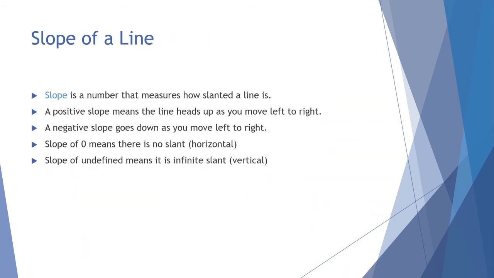Okay, so now let's talk about the slope of a line. So slope is a number that measures how slanted the line is. This is different from the angle of a line. So slope is not the same as the angle. These are two different measurements.